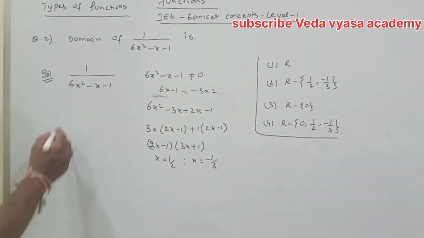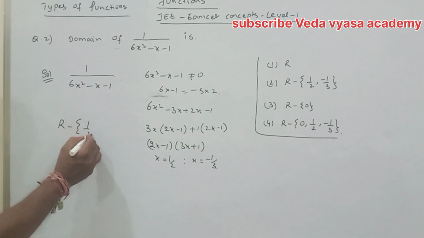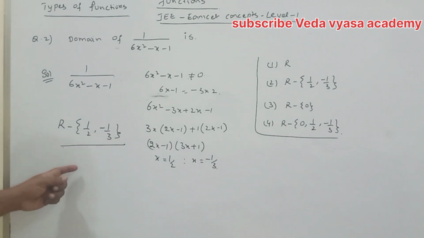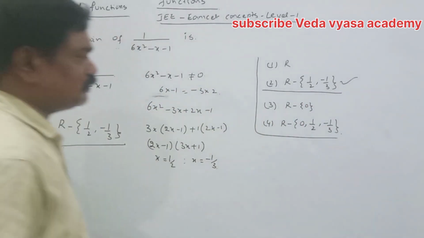So we have R minus 1 by 2 comma minus 1 by 3. This is option 2, which is the answer.